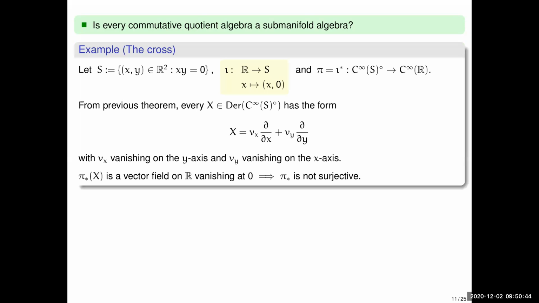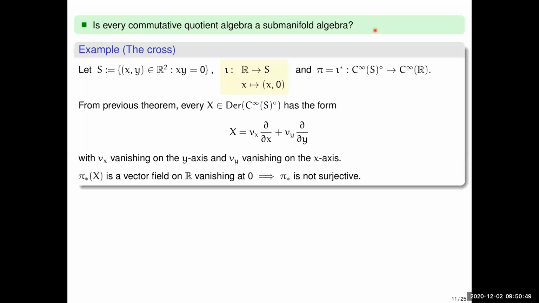Okay, the next question is, since this notion is quite general already in the commutative case, maybe every quotient algebra is a submanifold algebra. Maybe, at least in the commutative case, at least when A is the algebra of smooth functions of the manifold, every derivation can be lifted. So do we have counterexamples? So let me produce an elementary counterexample. An elementary counterexample is the following.